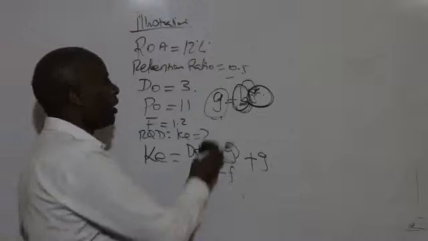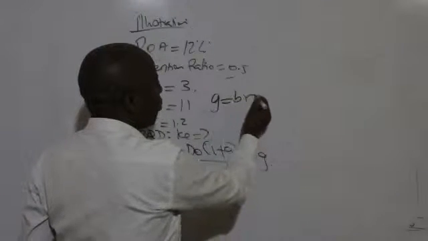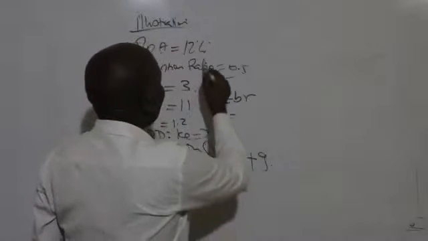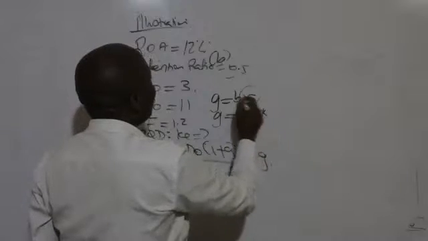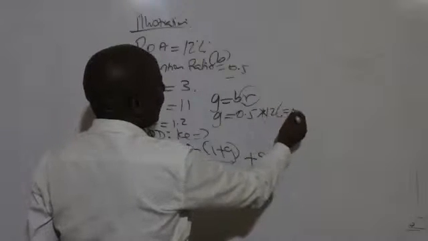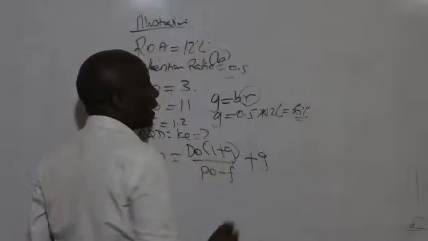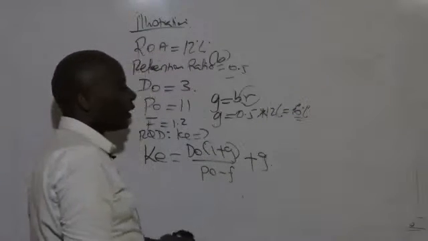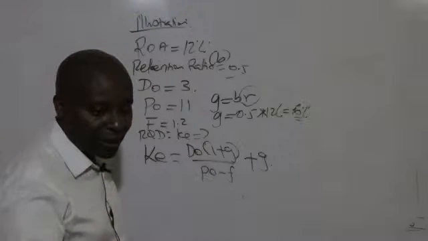So our g equals who? Equals br. Our g equals br. So our g will be equal to b, where b is the retention, which is 0.5, and our r is this 12%. So basically our g will be 6%. This is the same as 0.06. Now, having gotten that, getting my P0 is a walk in the park. Check the question.